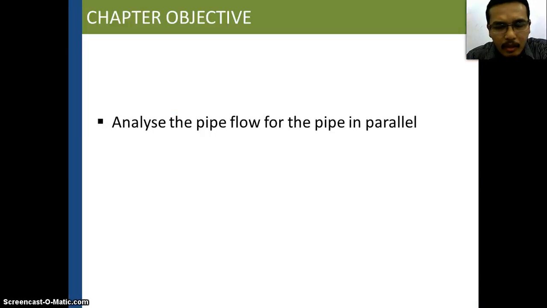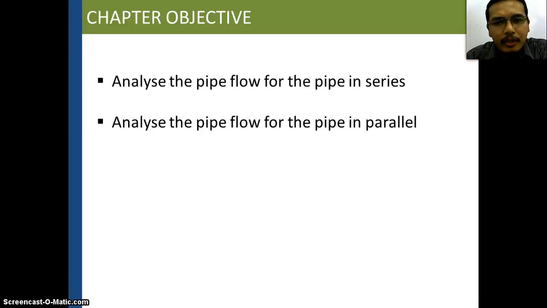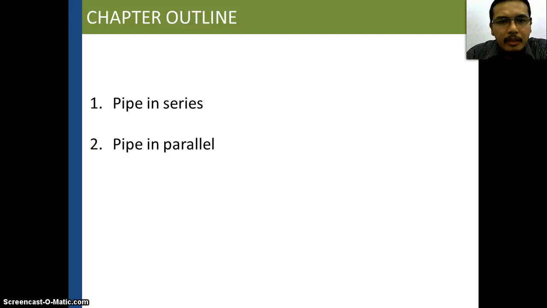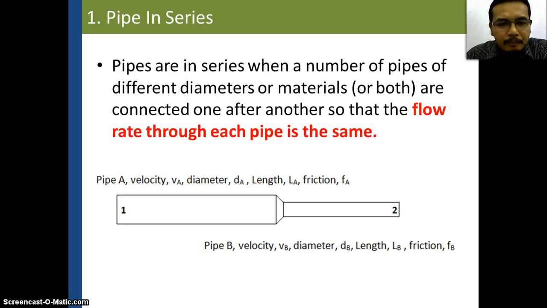Okay, so we have two main objectives in this chapter. The first one is to analyze the pipe flow for pipes in series, and the second one is analyzing the pipe flow for pipes in parallel. So this chapter has two main topics: pipe in series and pipe in parallel.